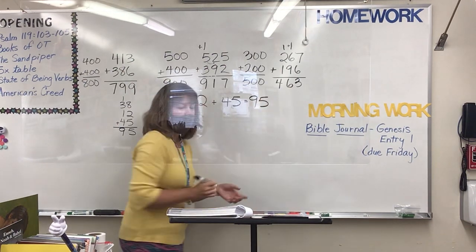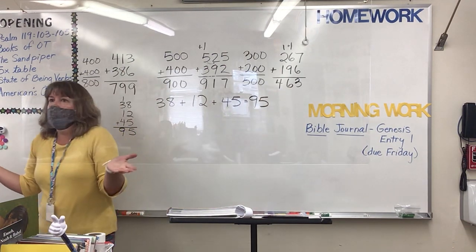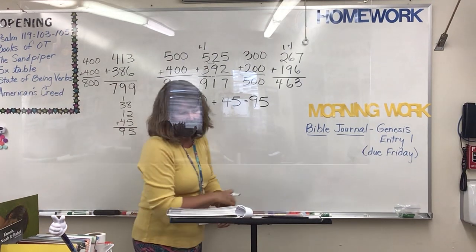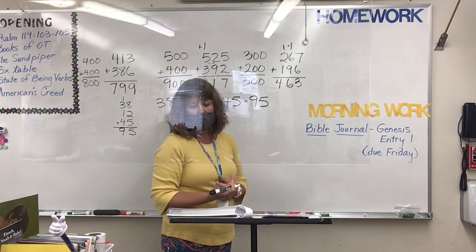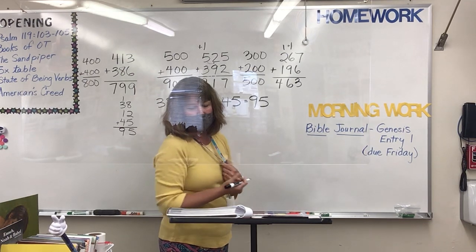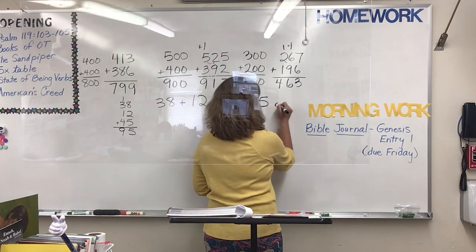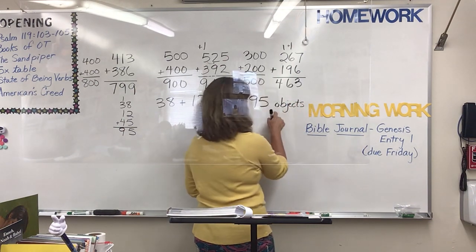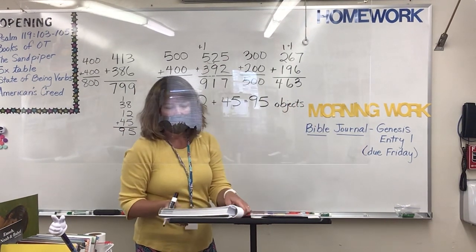95, but we're not done yet. We need to write, 95 what? Objects. So you take what he asked for, it says how many objects did he find? 95 objects. You need to make sure you put that label on the end.